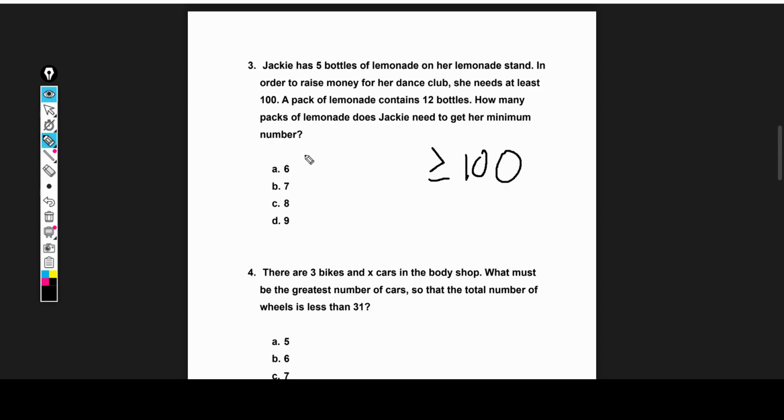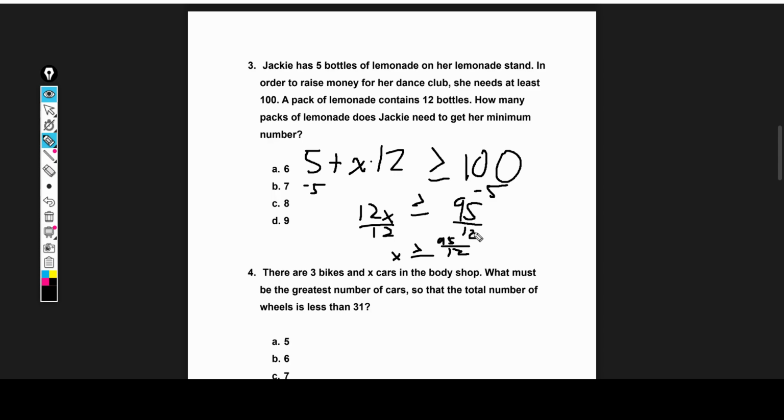And so that means her 5 bottles plus an additional, we don't know how many, X packs, and each pack has 12 bottles. So this quantity, 5 plus X times 12, is greater than or equal to 100. And now we can solve this inequality. So like always, you can subtract 5 from both sides. So we get 12x. I'm just going to move the 12 to here because it's more standard to be in front of the variable, this coefficient. And we're going to have 95 here. And next, we can divide both sides like usual. So we get x is greater than or equal to 95 over 12.